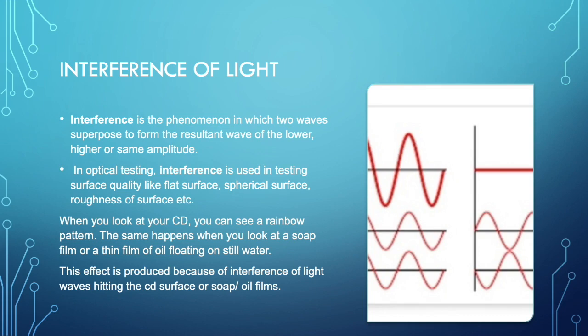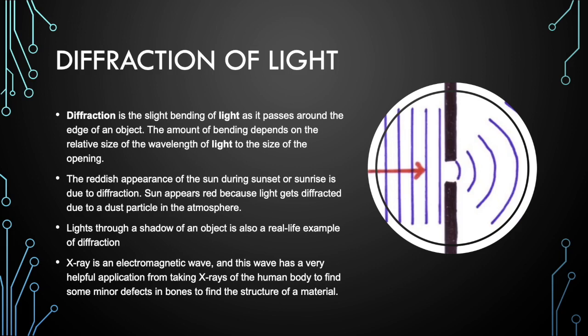Now let us look at the diffraction of light. Diffraction is the slightest bending of light as it passes around the edge of an object. The amount of bending depends on the relative size of the wavelength of light to the size of the opening. The reddish appearance of the sun during sunset or sunrise is due to diffraction. Sun appears red because light gets diffracted due to dust particles in the atmosphere. Light through a shadow of an object is also a real-life example of diffraction.